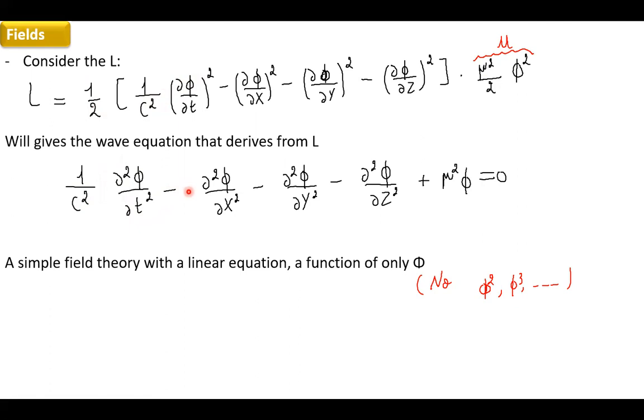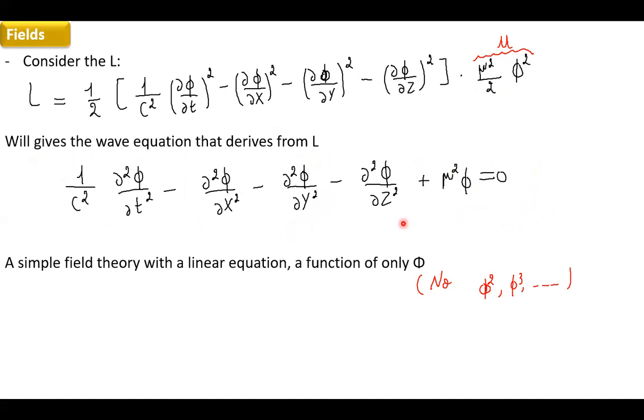Now we take the derivative with respect to x. So we are differentiating this quantity. It's minus del over del x of this quantity. So it's 2 times 1/2, you get 1. So it's the second derivative, del squared phi over del x squared, minus del squared phi over del y squared, minus del squared phi over del z squared, which is equal to minus del L over del phi, which is equal to 0. So del L over del phi is 2 times 1/2 of mu squared phi, so it's mu squared phi, which is equal to 0.